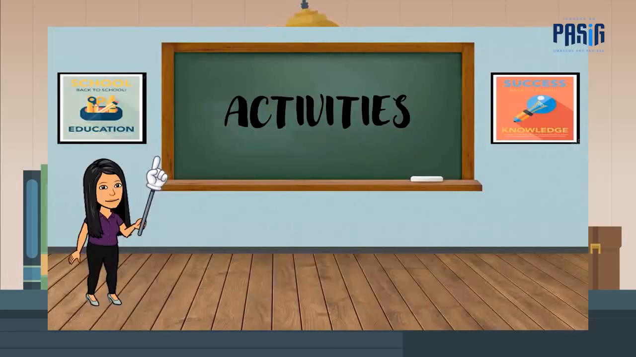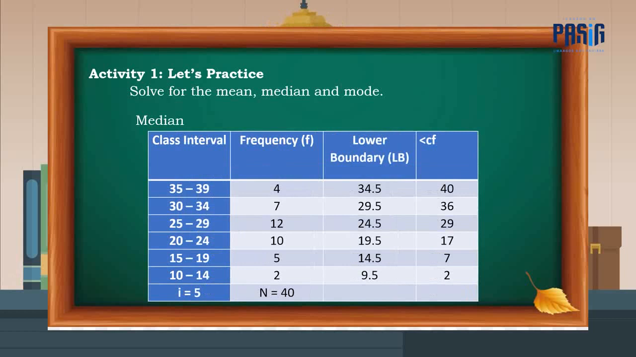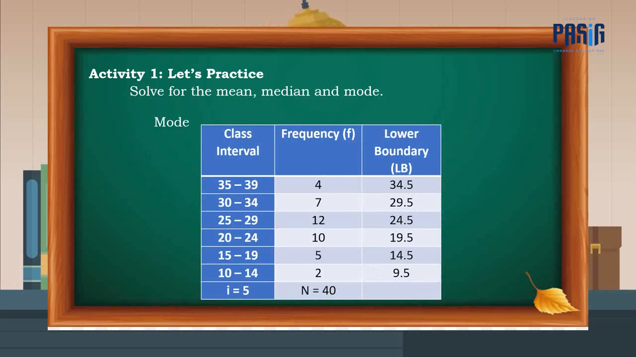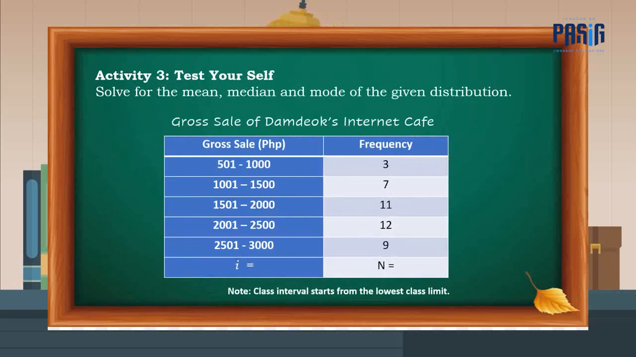Now it's your turn. Based on what you have learned in today's lesson, you may now answer the activities. You may pause anytime. Activity 1. Solve for the mean, median, and mode. Activity 2. Complete the table, then solve for the mean, median, and mode of the distribution. To check if your answers are correct, you may refer to the answer keys provided at the end of this video.